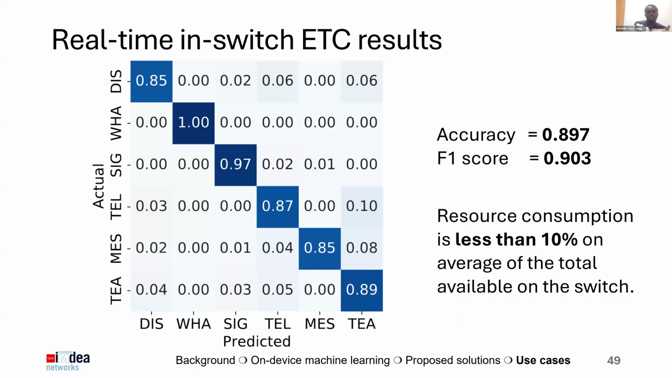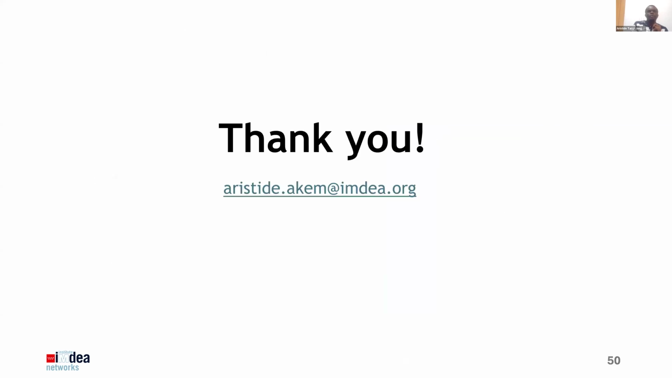And when we look at resource usage, the models that we deployed actually use less than 10% on average of the total resources that we had available on the switch, meaning that we could efficiently implement this encrypted traffic classification use case on the switch using FlowRest. And this is a practical application that you can have. So on that note, I would end here and take the remaining questions.